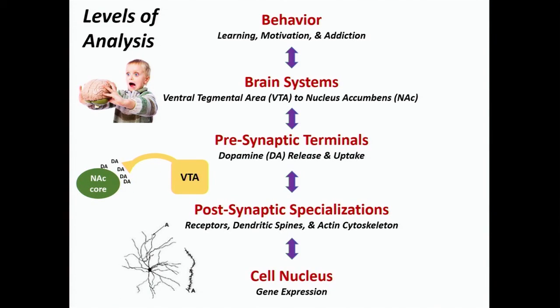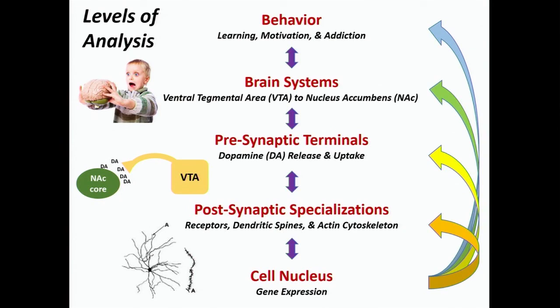And you can then go a step further and look at the cell nucleus and see if exposure to a drug or cue causes changes in gene transcription, for example, which might have a long-lasting influence on whether that cell responds later to those same cues, whether that same cell encodes this memory for the drug and the drug cues. And all of these interact. And so it's important to look at these at various different levels.